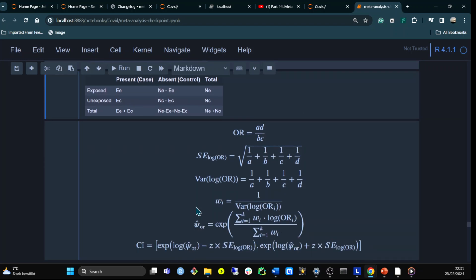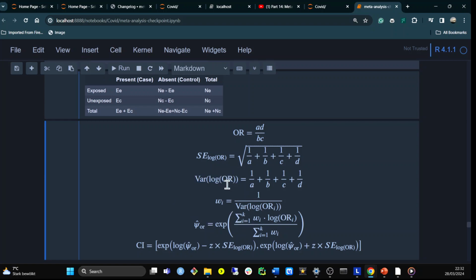The next thing that we need is the weight. The weight, as we have seen before, is the inverse variance, so we simply take the inverse of this value. If you calculate this and get the inverse, you get the weight of the studies. Once you get that, the pooled odds ratio will be simple.